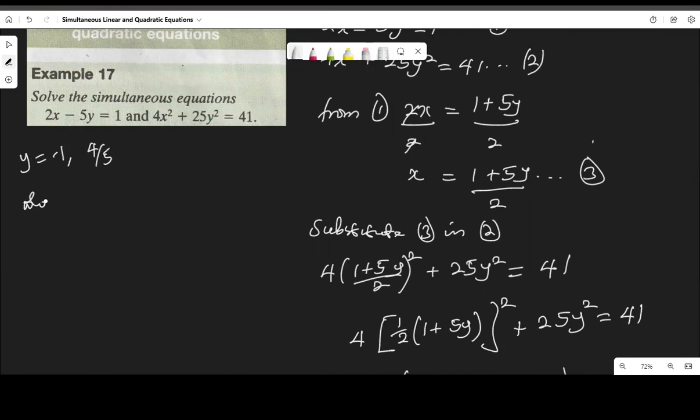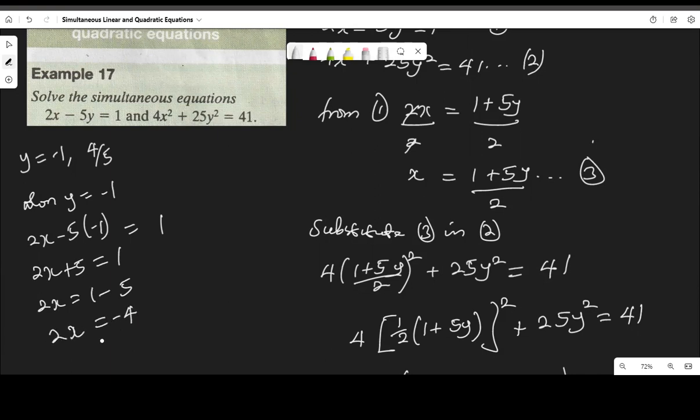So when y is equal to negative 1, if I put this in, 2x minus 5 times negative 1, I replace this y with this, equal to 1. That means 2x, minus times minus is plus, equal to 1. 2x is equal to 1 minus 5. 2x is equal to minus 4. Divide both sides by 2.